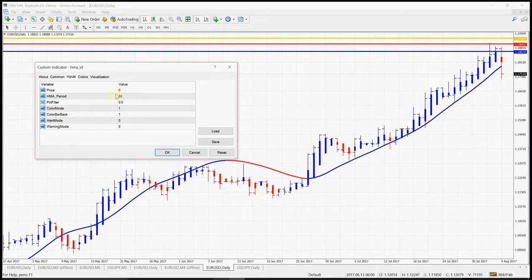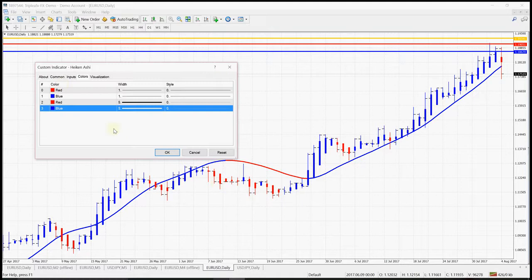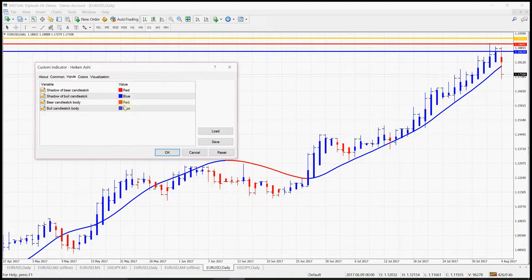The most important thing here is the 50 period moving average. All right, 50 period moving average. Now let's look at the Heiken Ashi. Heiken Ashi on its own does not have any numbers. There's no period on it, it's just colors. So we set our colors as well: red for bearish candle, blue for bullish candle.